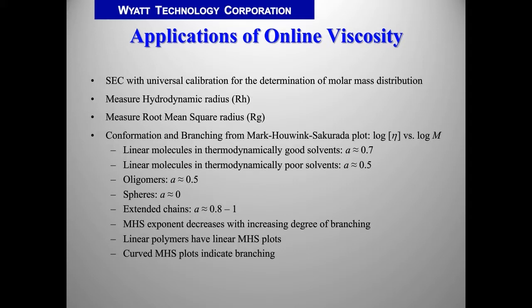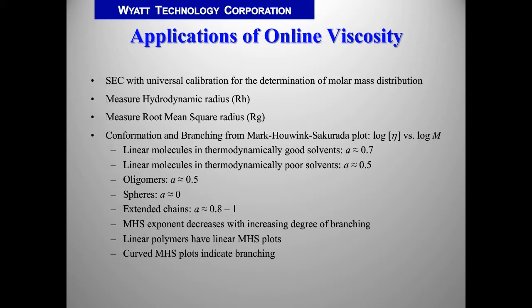The applications of online viscometry are shown on this slide. The traditional application of online viscometers was in size exclusion chromatography with so-called universal calibration, and that was used to get molar mass distribution of polymers. Another application is measurement of the polymer size, and mainly it is the hydrodynamic radius, or it can also be the root mean square radius.